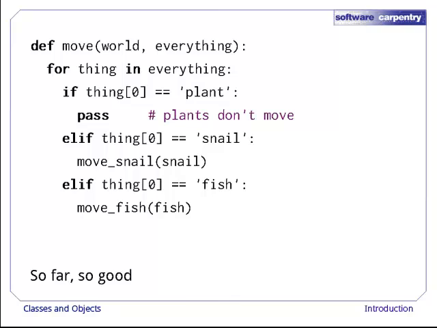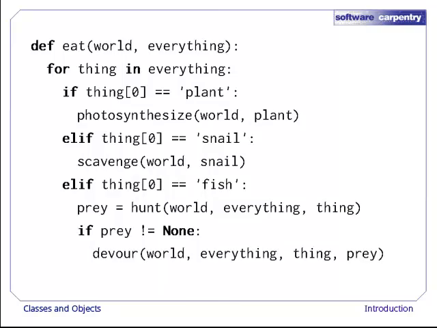But what about eating? Again, we loop over all of the things in the aquarium. If the thing is a plant, we call our photosynthesize function. If it's a snail, we give it to scavenge, and if it's a fish, we call hunt to see if it catches anything, and if it does, we call devour to handle the details. This will work, but an experienced programmer would be feeling uneasy by now.